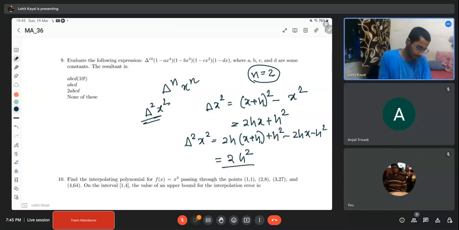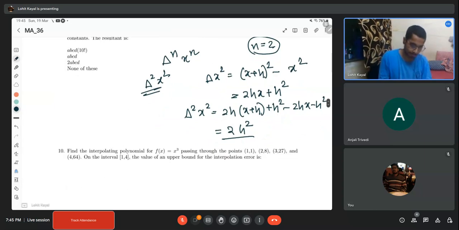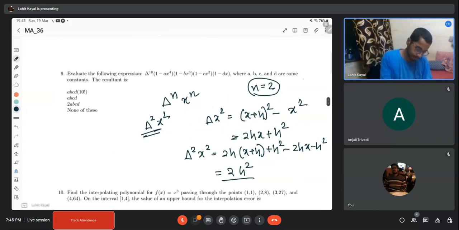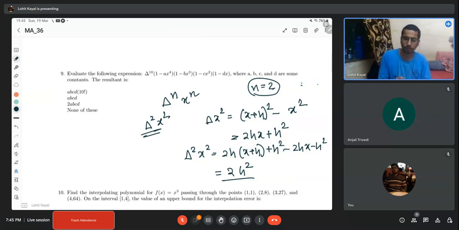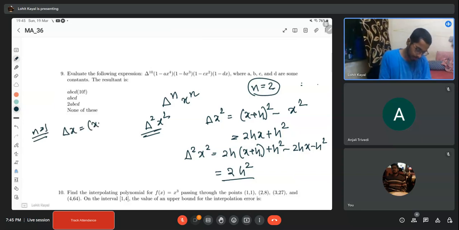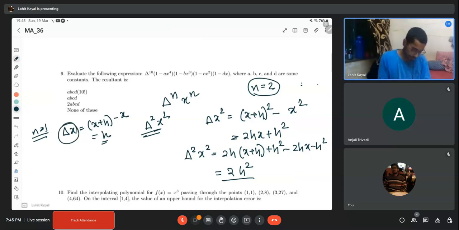Okay. Now let's solve this for n equal to 3. Or let us solve this for n equal to 1. Then I will just give the final conclusion. For n equal to 1, delta of x, what would be the answer? x plus h minus x equal to h. Can you see the pattern between delta of x and delta square of x square? Can I conclude like this? Delta to the power n of x to the power n is equal to factorial n into h to the power n.